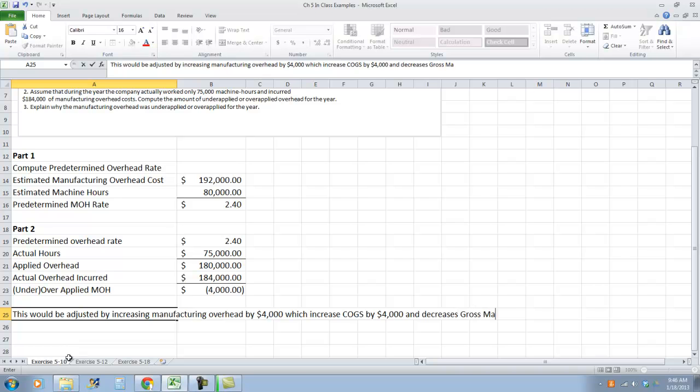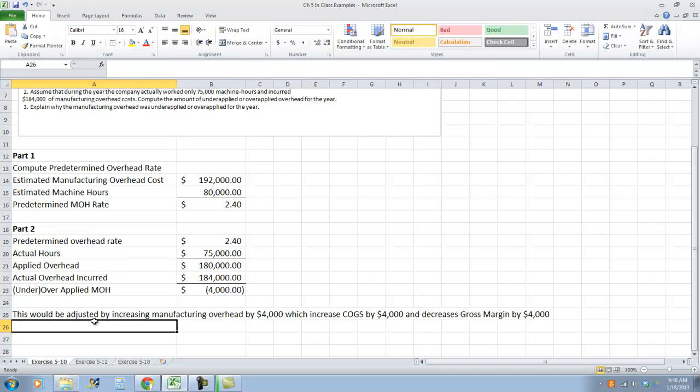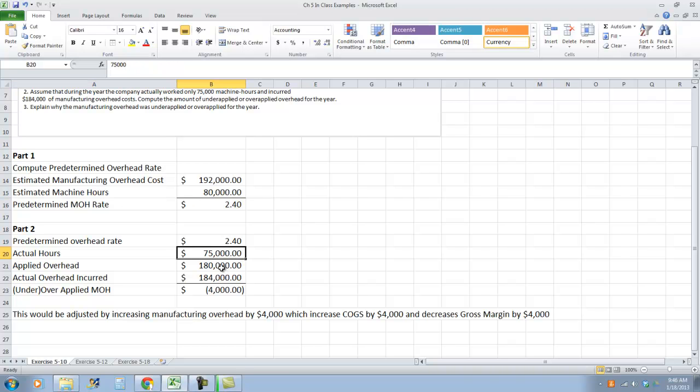gross margin by 4,000. The reason that the overhead was underapplied was because we made a guess of how many hours we were going to use, and we made a guess of what expenses were. We used fewer hours, so therefore we applied less overhead than we initially estimated. But the actual cost of the total overhead was more than we estimated. That is why the overhead was underapplied.